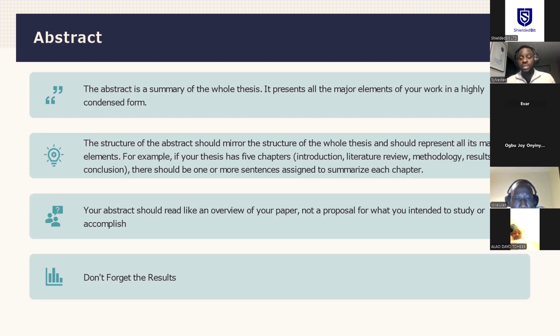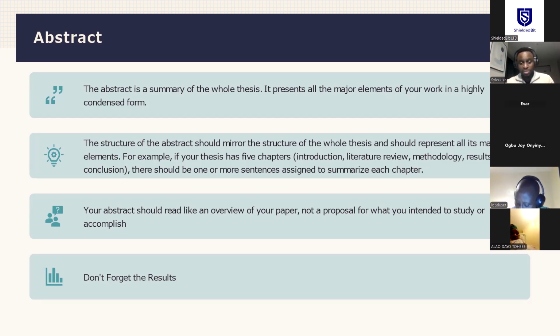It will have all the elements, a bit of introduction, literature review. There should be at least one sentence in your abstract that talks about these sections. You don't have to section them, but when I get to that point, I'll show you. Your abstract should read like an overview of your paper, not a proposal of what you intended to study or accomplish, which means that before you write your abstract, you have finished the work itself.